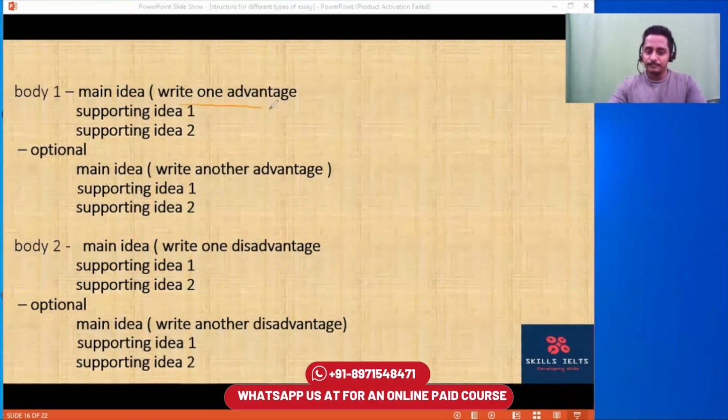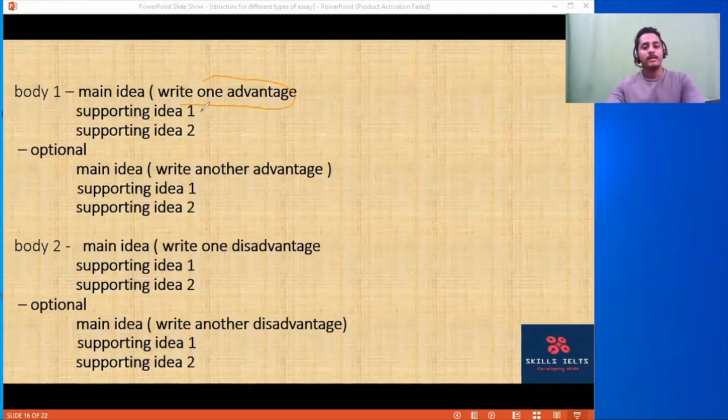Okay, how to write this essay? Write one advantage. Continue talking about it, man. Don't stop. Supporting idea 2, for example, blah, blah, blah. You should write minimum 3 lines, not 3 advantages. One advantage surrounded with 3 lines.